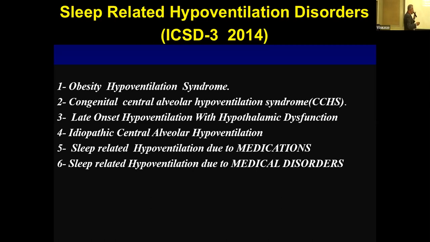بعد كده الكونجنيتال سنترال هايبوفنتليشن في جينيتيك ميوتيشن، وبالتالي هايبوفنتليشن الفيرست كرايتيريا تكون موجودة، ولكن بعد كده اهم حاجة ان هي جينيتيك سنتشوال هايبوفنتليشن ليت اونسيت، يعني ما حصلتش في السنتين او الثلاثة الاولانيين اللي بيدو ماسك سنترال سليب ابنيا. يبقى في هايبوفنتليشن، ما فيش اوبيسيتي، ما فيش اذر سيمتوم. وبالتالي سليب ريليتد هايبوفنتليشن بسبب ميديكيشن او سبب ميديكال ديس اوردر.